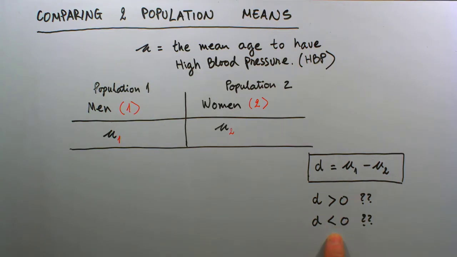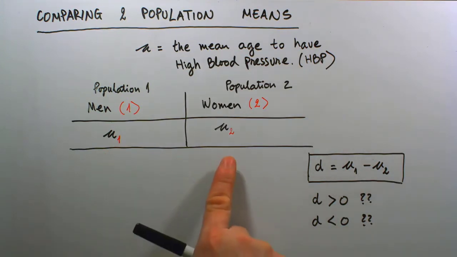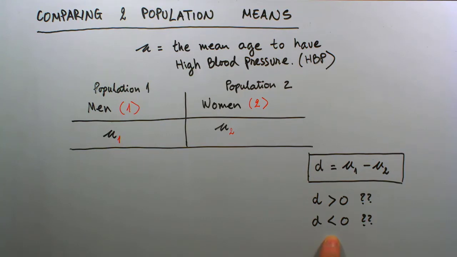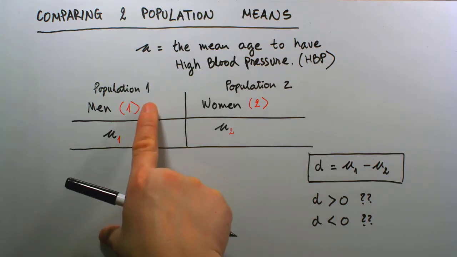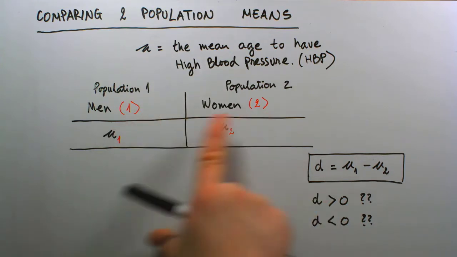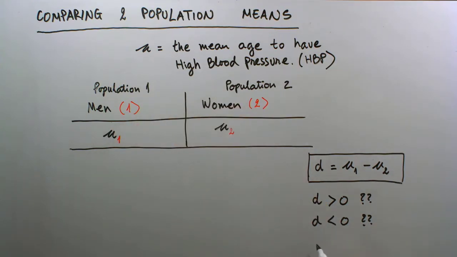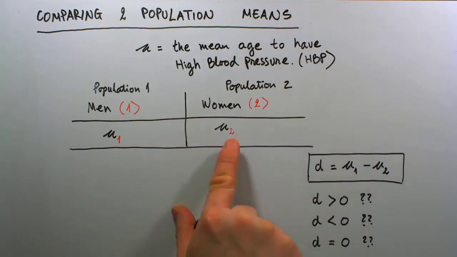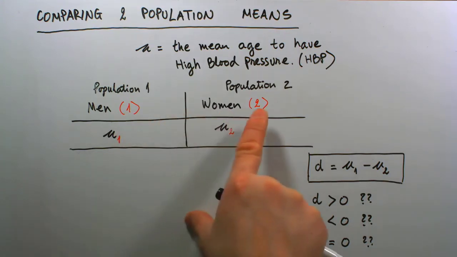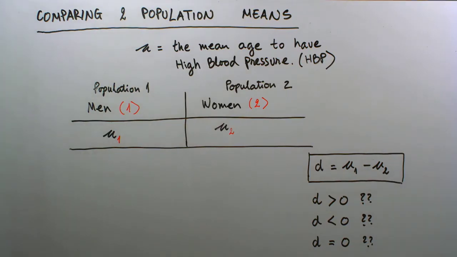D being less than 0, or the difference being less than 0 here, means mu1 is less than mu2 in the way we are giving the two numerical labels to our two populations. And in the same way, the difference can also equal 0. We want to find out whether our difference is positive, negative, or equal to 0. Again, the difference equals 0 here means mu1 is equal to mu2 in the way we already assigned the numerical labels to our two populations.